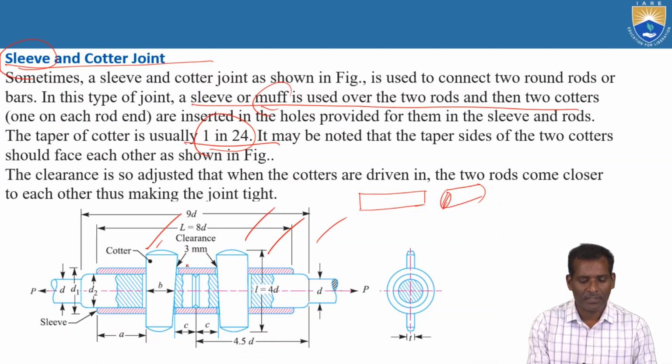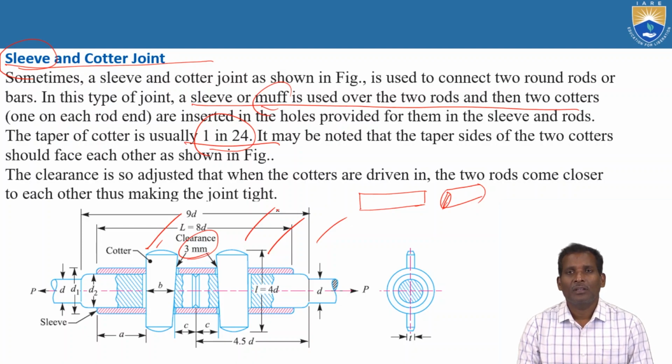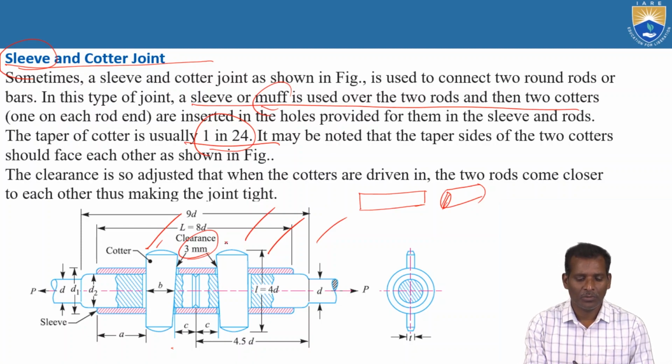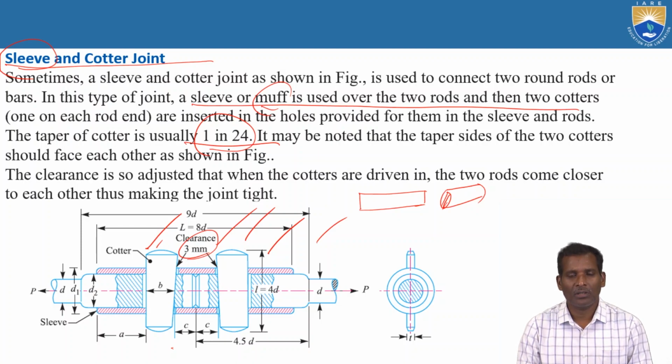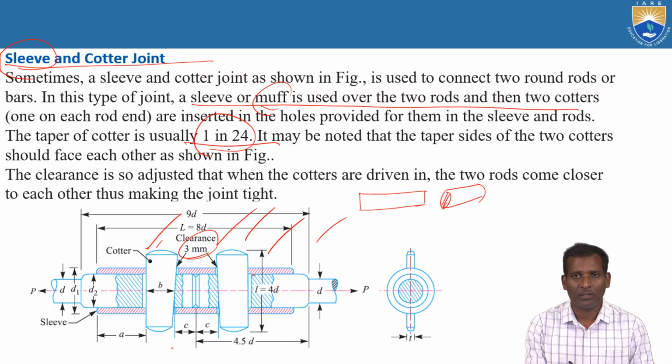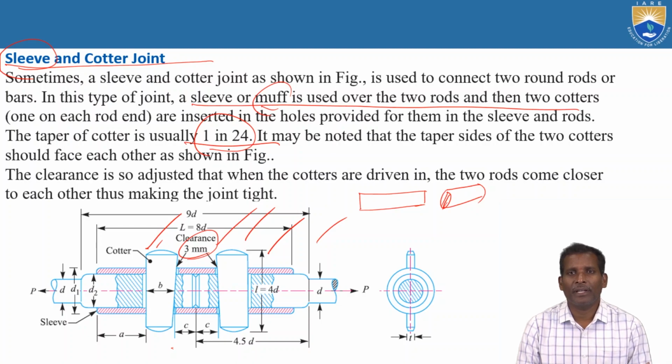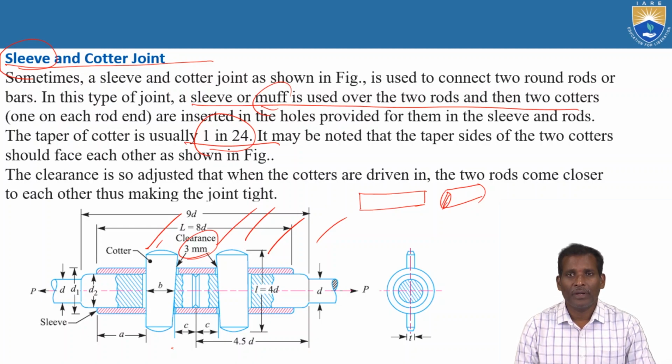So what is the need of clearance? 3 mm is shown in this diagram. The clearance is used because when the cotters are driven in the two rods, the rods sometimes come closer to each other, thus making the joint tight. So we provide some clearance between these two cotters and the socket and the spigot. If you do not provide any clearance, there is no adjustment, and whenever these two rods come closer to each other, it will fail. So always provide clearance between them.